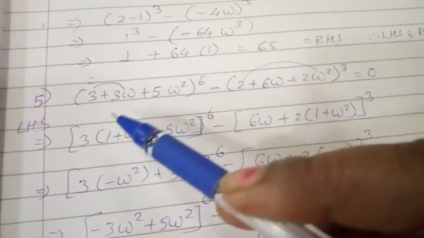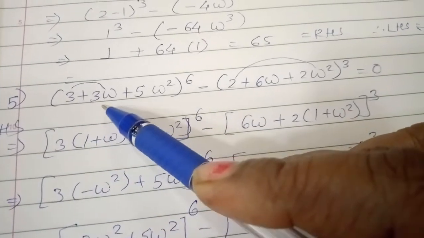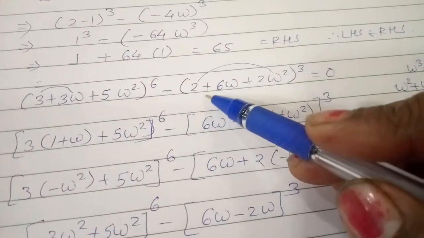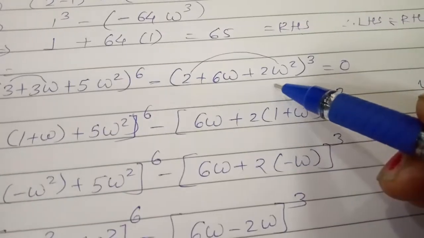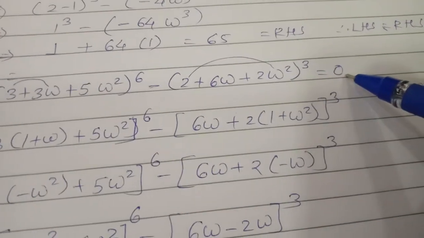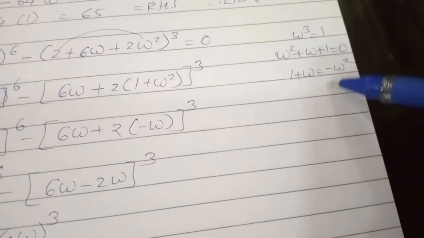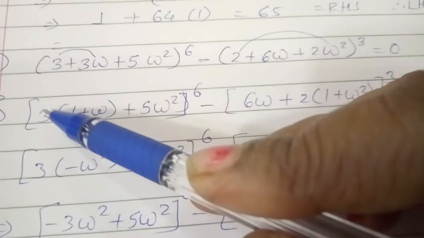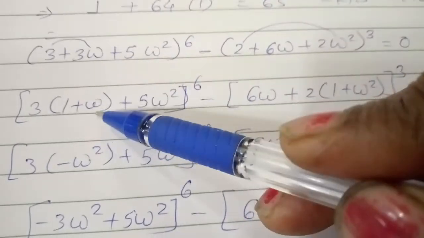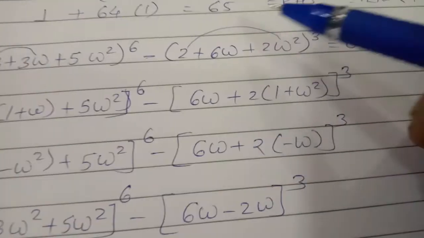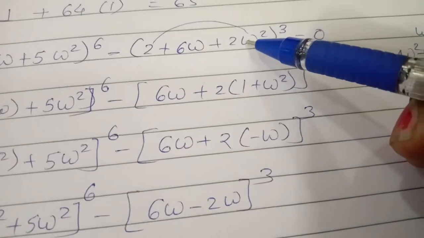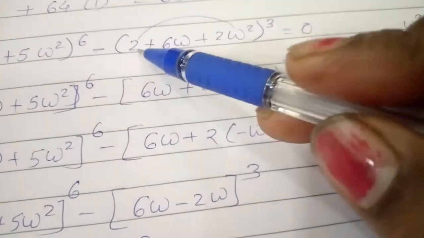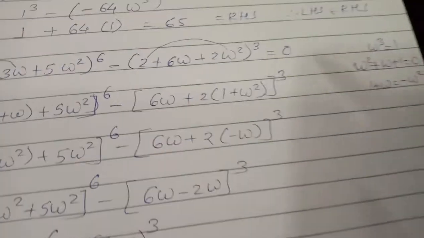Now see the fifth example. That is (3 plus 3 omega plus 5 omega square) bracket raised to 6 minus (2 plus 6 omega plus 2 omega square) bracket cube is equal to 0. Same formula I write here. Now see, from these 2 we can take the common as a 3, so in the bracket we will get 1 plus omega, and this term is as it is. Same here, 2 plus 2 omega square, 6 omega is as it is. Taking 2 common we will get (1 plus omega square) bracket cube.